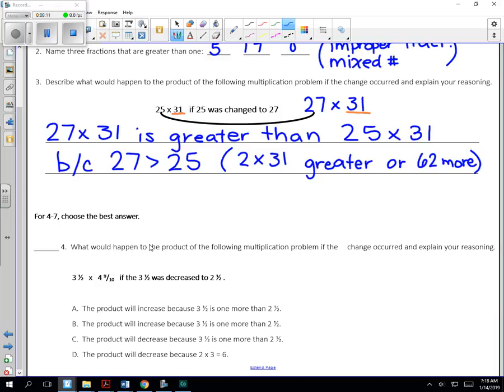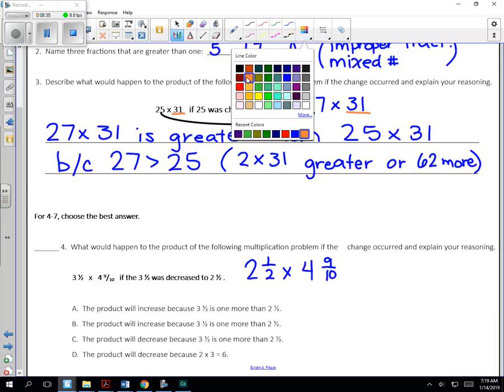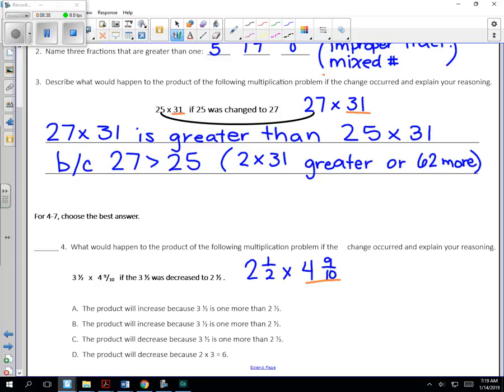All right, number 4. What would happen to the product of the following multiplication problem if the change occurred, and explain your reasoning? If 3 1/2 times 4 9/10, if the 3 1/2 was decreased to 2 1/2. So we could rewrite that problem as 2 1/2 times 4 9/10. The common factor is, for both of them, 4 9/10. And if you're going to decrease one of the factors, well, then the product is going to decrease. Because the product's going to decrease, we can cancel out A and B.